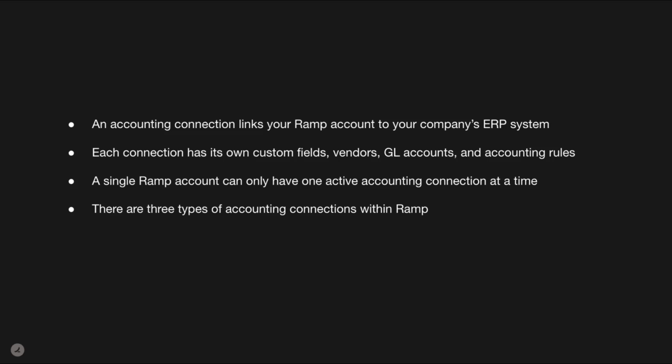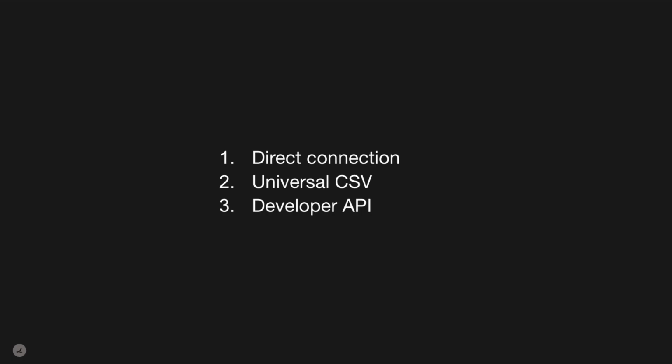Each accounting connection is uniquely associated with its own set of custom fields, vendors, general ledger accounts, and accounting rules to enable a seamless sync between Ramp and the ERP. A single Ramp account can only have one active accounting connection at a time. There are three different types of accounting connections: direct connection, the universal CSV, and the developer API.